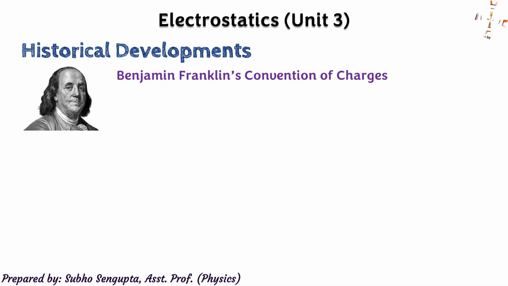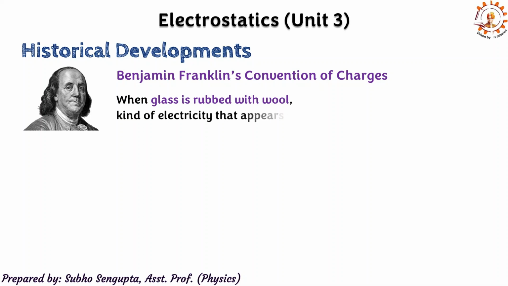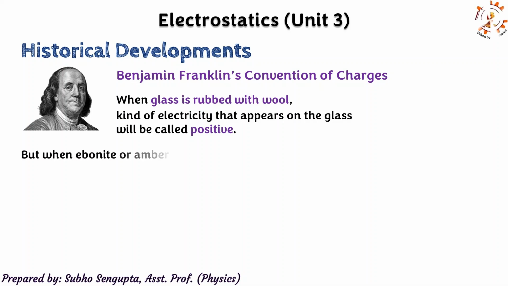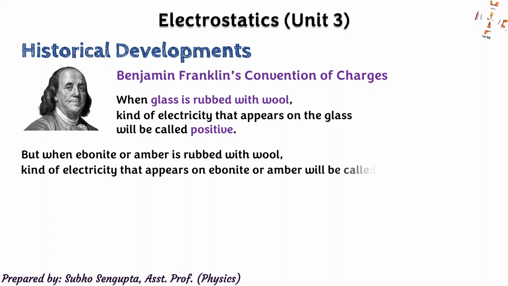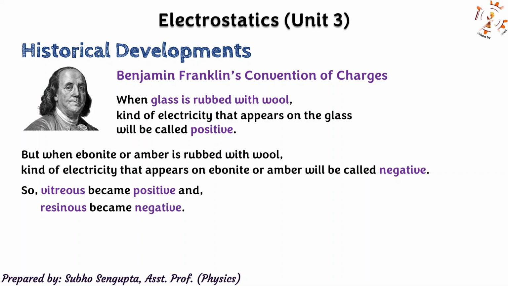In 1750 AD, Benjamin Franklin introduced a convention of electric charges. According to this convention, if a glass rod is rubbed with wool, the kind of electricity that appears on the glass will be called positive. On the other hand, if an ebonite rod or amber is rubbed with wool, the kind of electricity that appears on either ebonite or amber will be called negative. So, vitreous became positive, while resinous became negative. This convention has ever since been followed. The property which makes the two types of charges distinguishable is known as the polarity of charge.